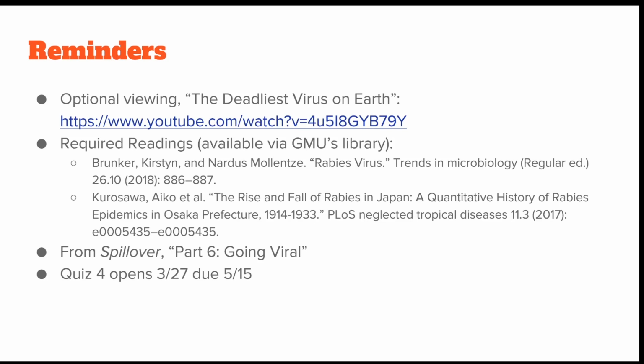And then, The Rise and Fall of Rabies in Japan: A Quantitative History of Rabies Epidemics in Osaka Prefecture. This one is really good because it talks about the effect of the vaccine on rabies in Japan. So again, these are required readings. Please read them. A couple of questions will be coming out of those for the final exam. From Spillover, Part 6, Going Viral.